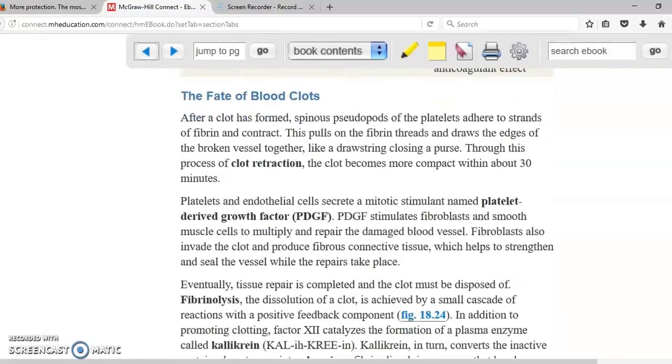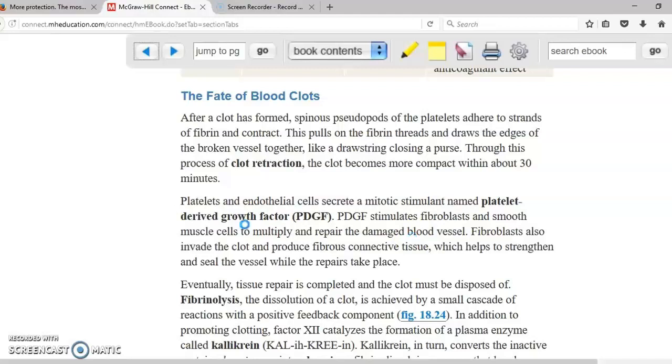So what happens with the blood clot? Once you create a blood clot and it's strong and it stops us from bleeding, then the area of the blood vessel that was damaged needs to get repaired. For that reason, the platelets as well as the cells in your blood vessels are going to release something called platelet-derived growth factor. Why? Because they will stimulate the fibroblasts as well as the smooth muscle cells in your blood vessels to multiply and repair the damage that happened in the blood vessel. Eventually, you are going to repair the area that was damaged.